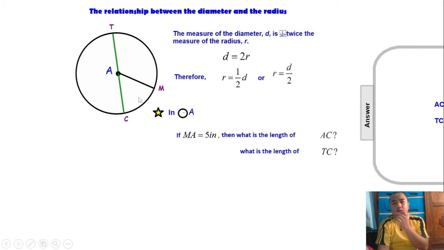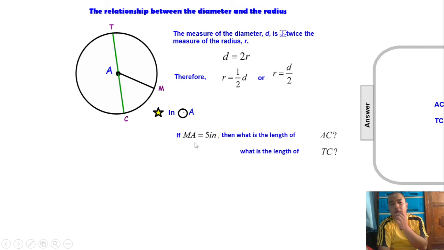Now, the relationship between the diameter and the radius. The measure of the diameter D is twice the measure of the radius R. Twice the radius is equal to 1 diameter, and 1/2 the diameter is the radius. So we have here AT plus AC is the diameter. So therefore D is equal to 2R, or R is equal to 1/2 D, or R equals D over 2.